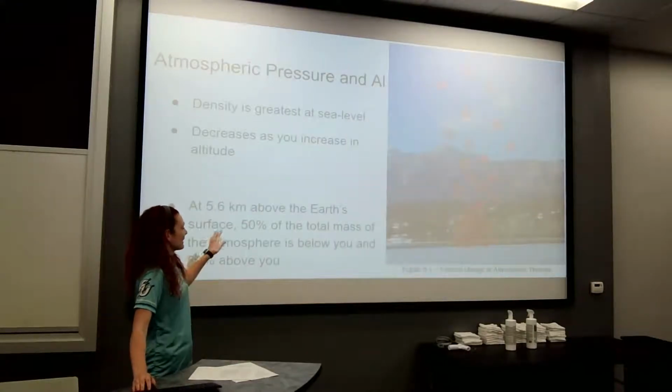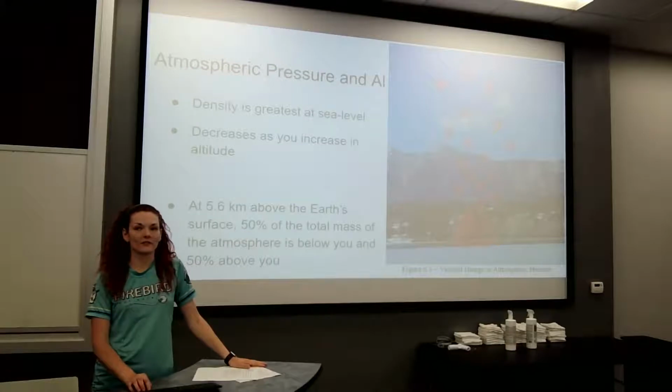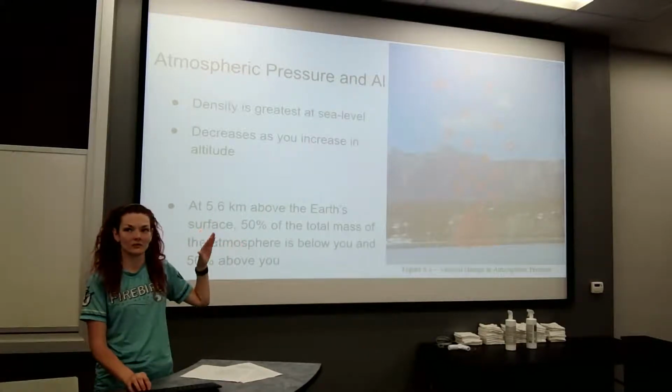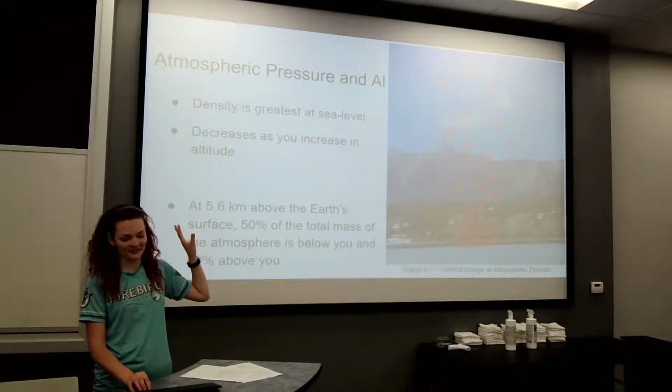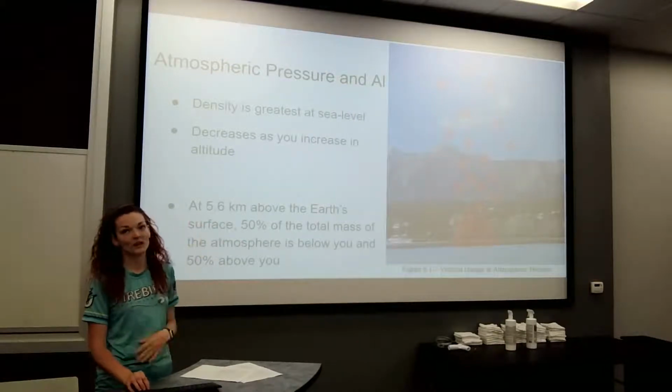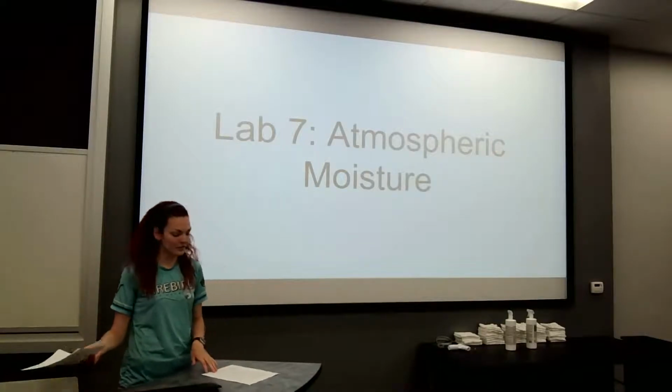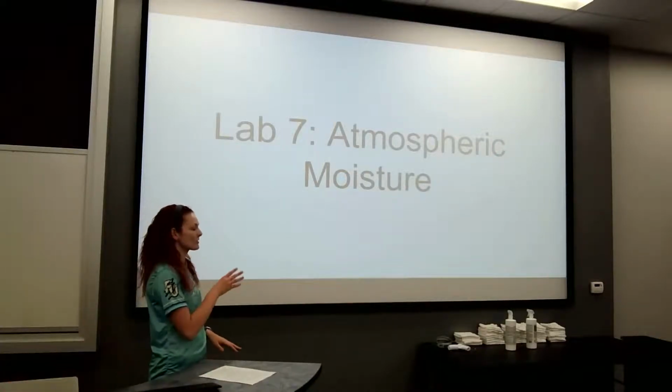So that's pretty much what you need to focus on for Lab 6 for the final. It focuses on these things that we talked about. This is what will be focused on the final. So that's Lab 6. Moving on to Lab 7, atmospheric moisture. So we just talked about pressure. So now we're going to talk about moisture and humidity.